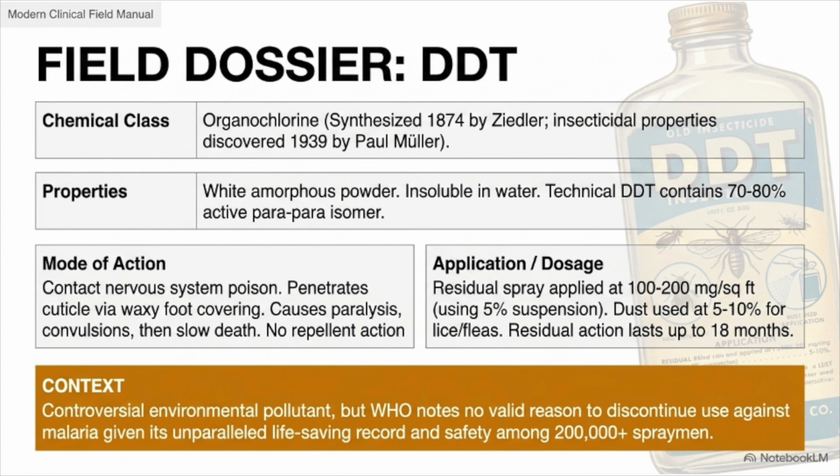It is applied as a residual spray at 100 to 200 milligrams per square foot using a 5% suspension, or as a dust at 5 to 10% for lice and fleas. And its residual action lasts up to 18 months. Despite being a controversial environmental pollutant, the World Health Organization notes there is no valid reason to discontinue its use against malaria, given its unparalleled life-saving record and its safety among over 200,000 spraymen.